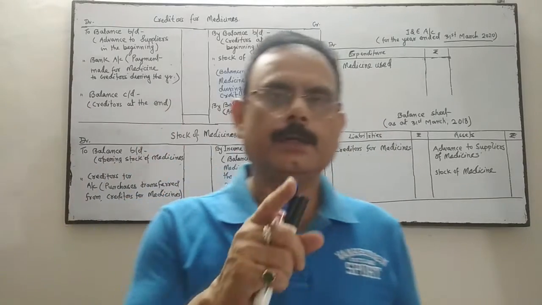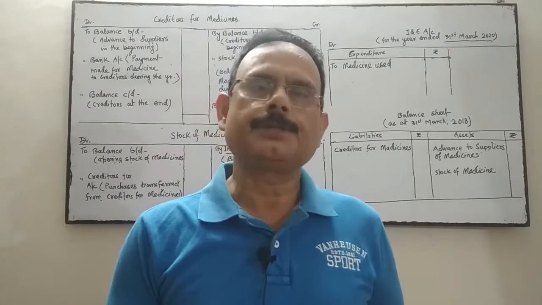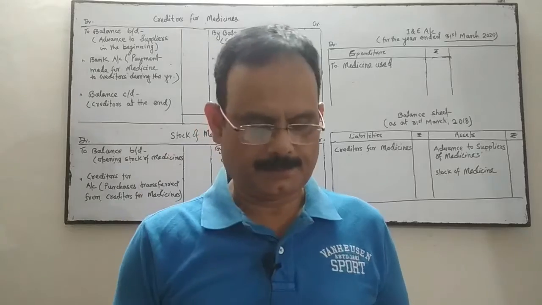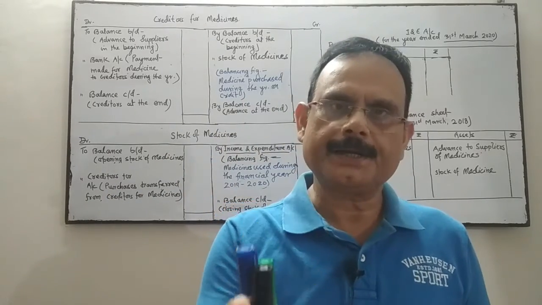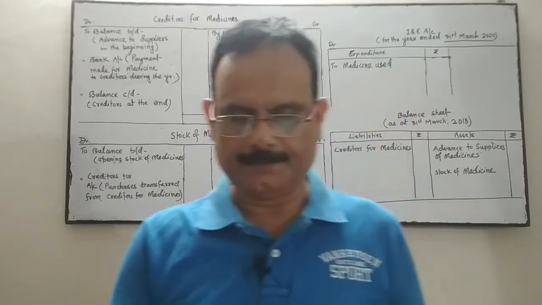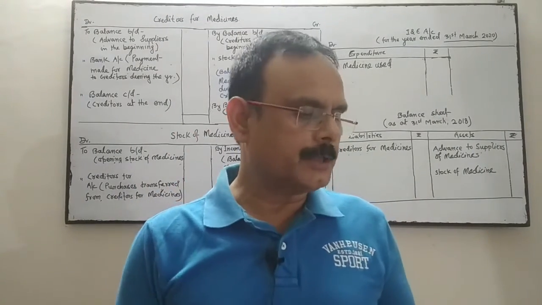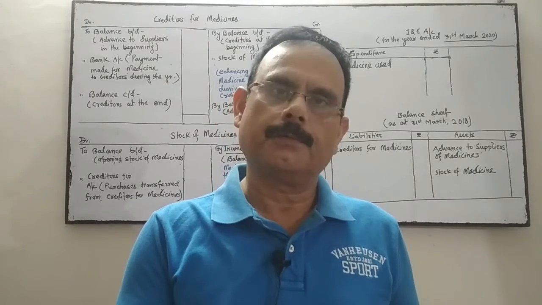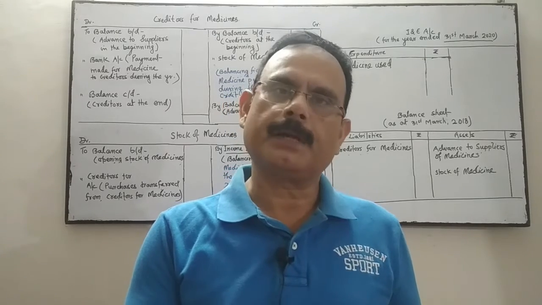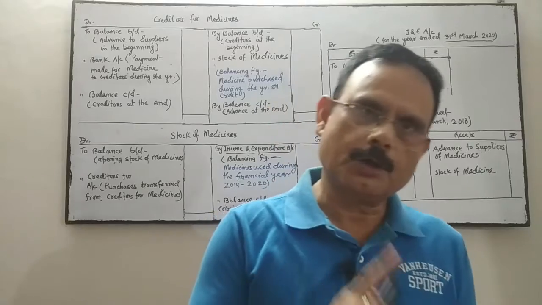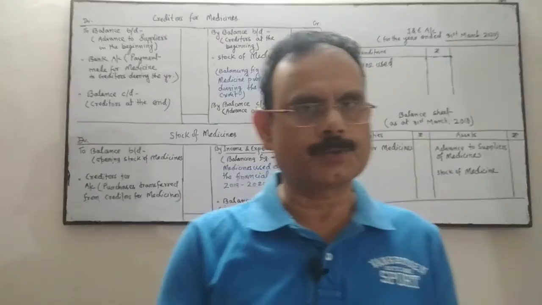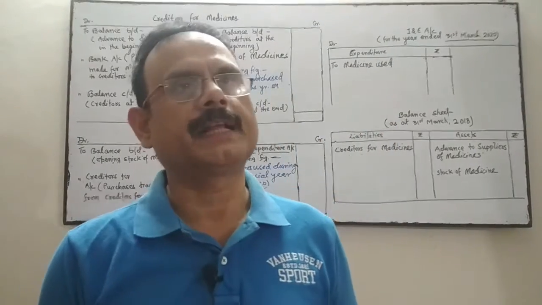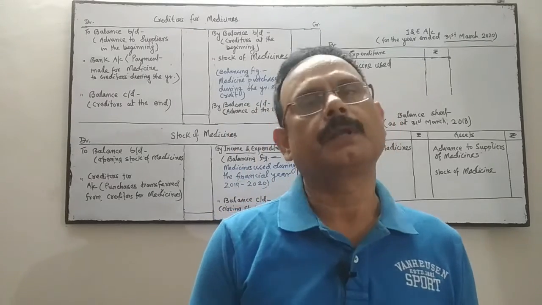Now, for that question, it is required to prepare the income and expenditure account and balance sheet of the 2 years, balance sheet of 2018-19 and 19-20. The information given in the question is like this: creditors for medicine purchased, opening and closing; advance to supplier of medicine, opening and closing; stock of medicine, opening and closing. In additional information, the payment for purchase of medicine during the financial year 19-20 is 4,60,000.